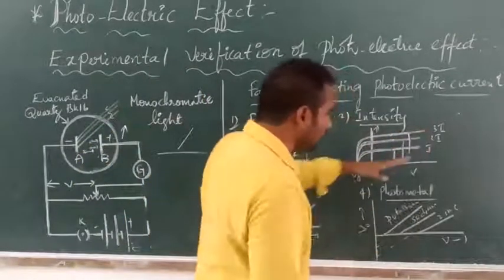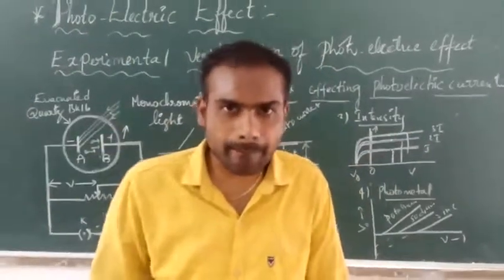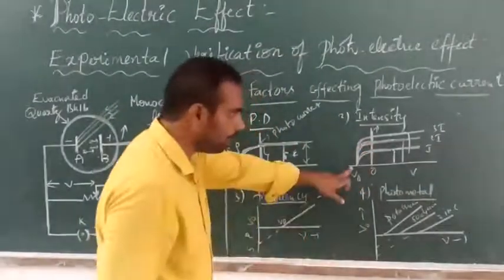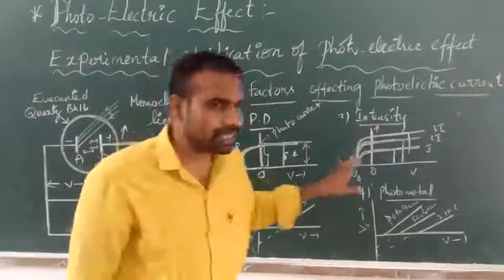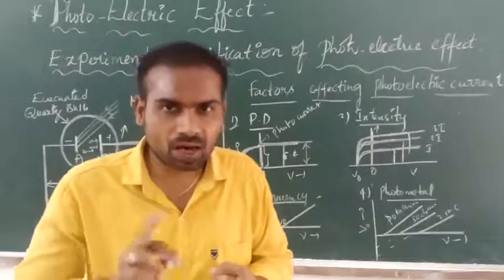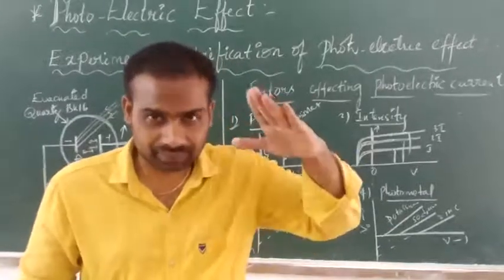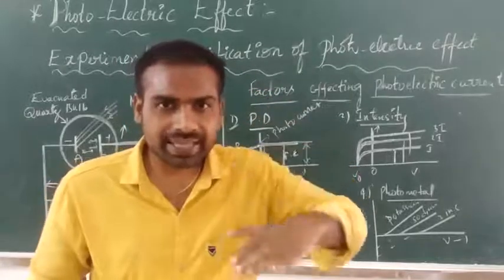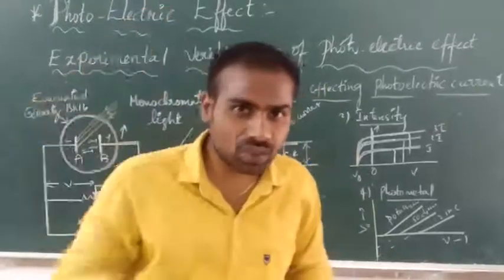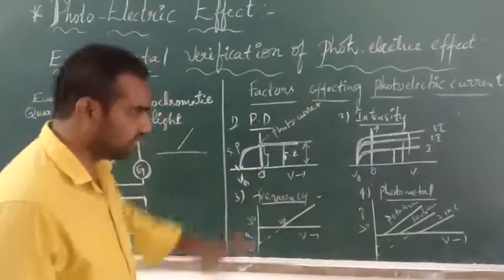So when the intensity increases, the saturation current will be increased, but the stopping potential is the same for the same metal surface. We are not changing the metal surface, the frequency, or the wavelength. We are changing only the intensity. So as the intensity of light increases, only the saturation current increases, and the stopping potential remains the same. Okay, that is the second one.